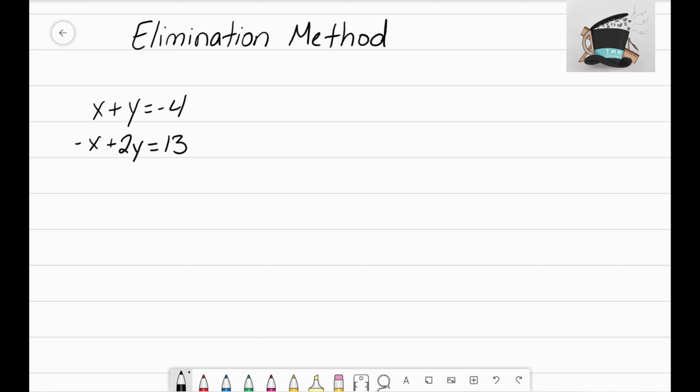I'd like to talk about the elimination method and how it's a great tool to use to solve a system of equations. Now, elimination method and substitution method can both be used in different scenarios.